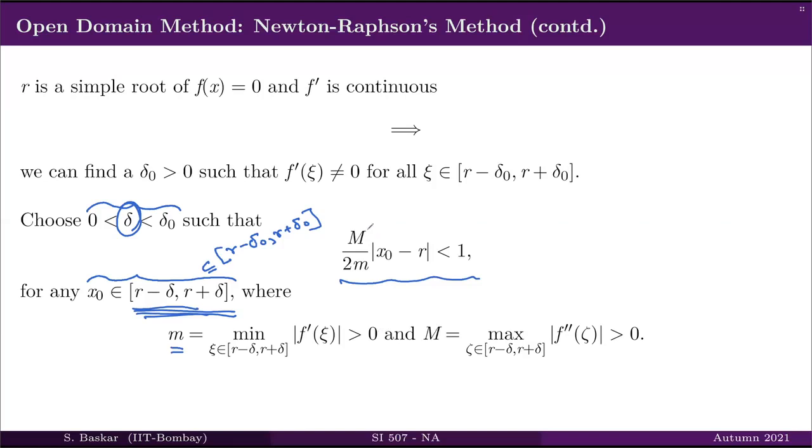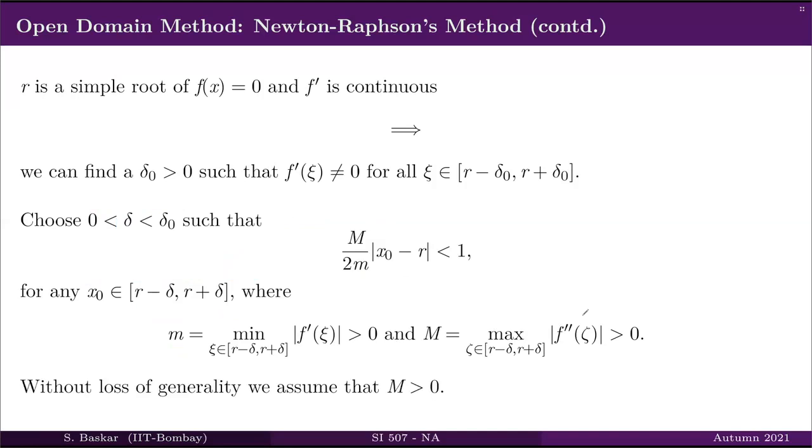And we take the capital M as the maximum of f''(ζ) for all ζ again coming from this restricted delta neighborhood of r. And without loss of generality, we can assume that capital M is greater than 0. If you recall, we have mentioned the reason why we can assume this positivity of M without loss of generality, in a similar situation while proving the convergence theorem for the secant method. Let me recall it once again.